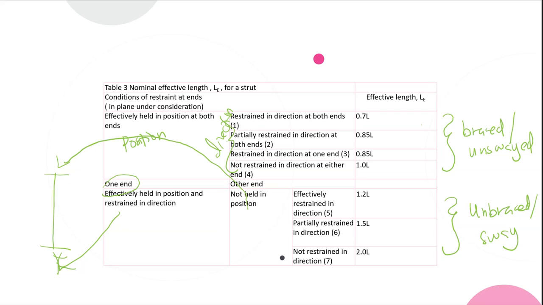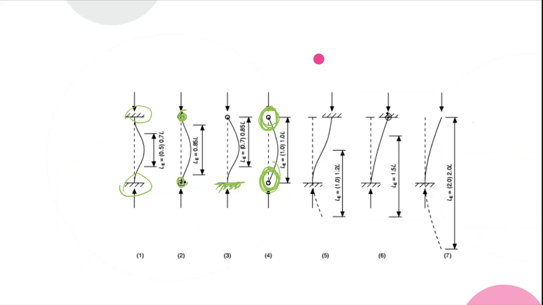So one end effectively held in position and restrained in direction. Okay, effectively held in position and restrained in direction. Bermaksud dia, maksudnya position and direction restrain. So kalau nampak 5, 6, 7 ni semua adalah fix dekat bawah ni. Semua restrain in direction and restrain in position. However, the other end tu yang lain-lain.